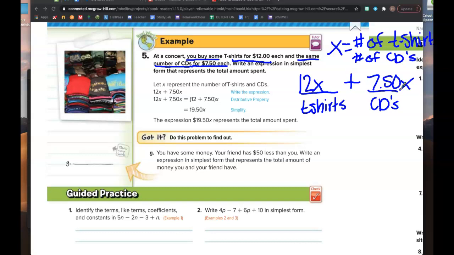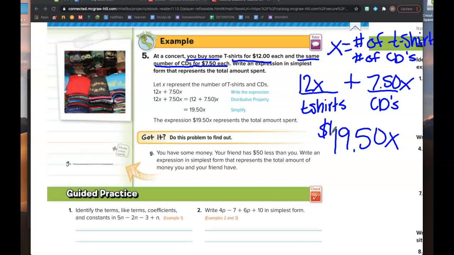Yeah. So do I have like terms? Yes, because the variable is the same to the same power. So if I had 12 x's and I add 7.5 x's, $19.50 times the number that I buy, x. It is not squared. So if there was another number, you wouldn't add that one in. If it didn't have an x with it, you wouldn't add it in.